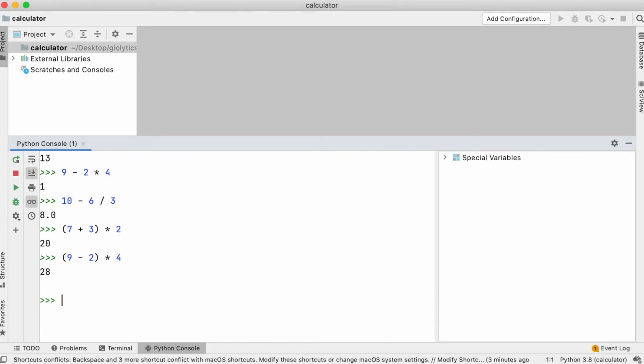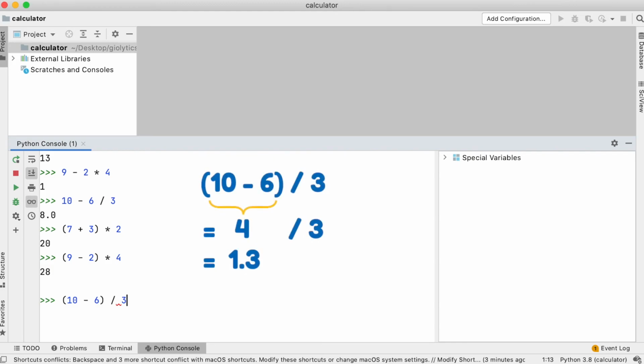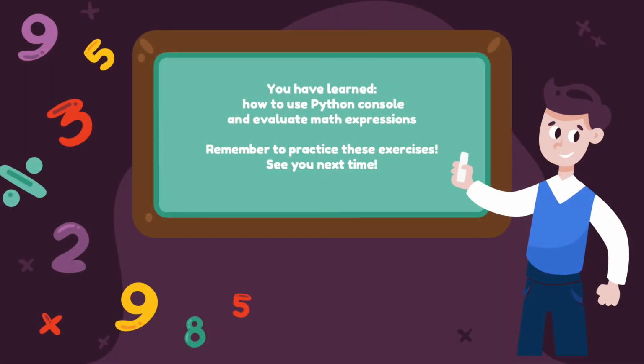Let's do the last example. In brackets, 10 minus 6, divided by 3. 10 minus 6 is 4, and 4 divided by 3 is 1.3. Now you know how to use Python console as a calculator, and you have also learned the order of operations. Remember, the best way to learn programming is by doing, so make sure you practice these exercises.